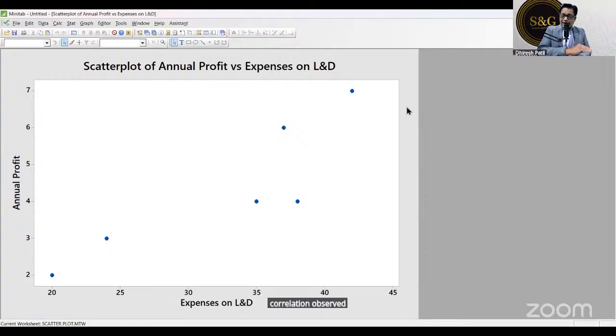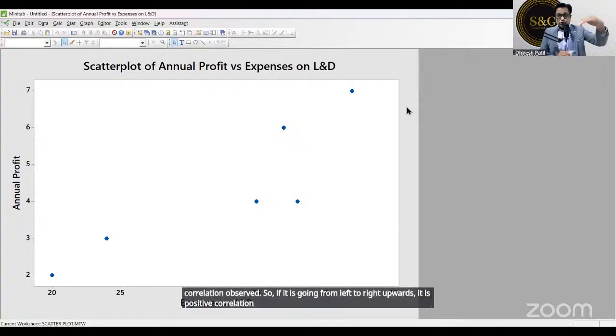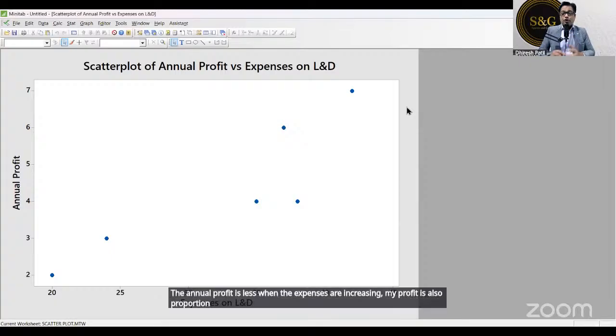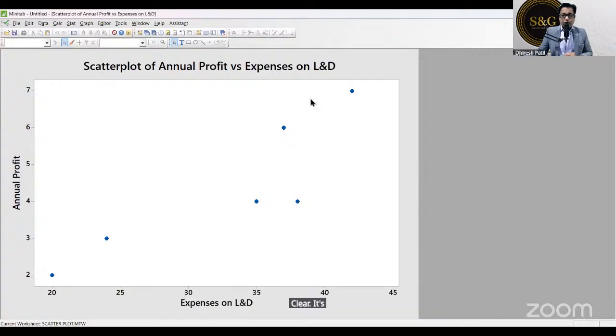So if it is going from left to right upwards, it is positive correlation. If it is going downwards, it is negative correlation. If it is flat, it is no correlation. So what is this? Positive, negative, or no correlation? Very good. That means when the expenses are less, the annual profit is less. When the expenses are increasing, my profit is also proportionately showing a positive trend. Yes. So this is called a positive correlation. Absolutely right. Clear? It's called a positive correlation.